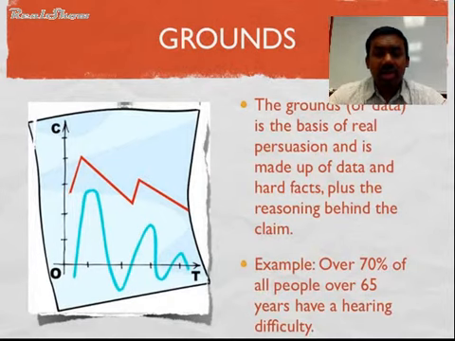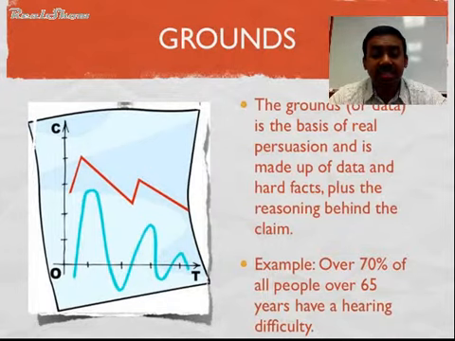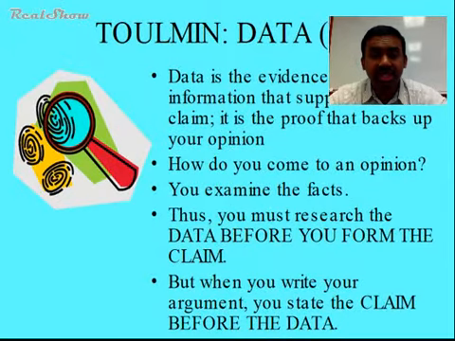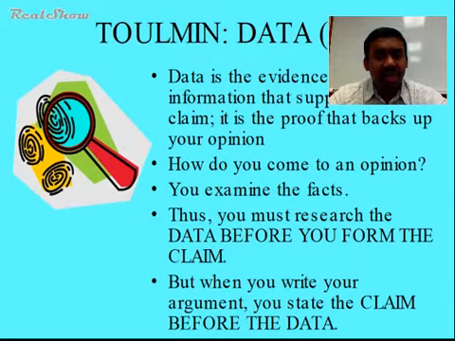Grounds or data is the basis of real persuasion and is made up of data and hard facts plus the reasoning behind the claim. Example, over 70% of all people over 65 years have a hearing difficulty. And again, the data. Data is the evidence that you bring into your paper as proof to back up your opinion. How do you come up to an opinion? You examine the facts. Thus, you must research the data before you form your claim.